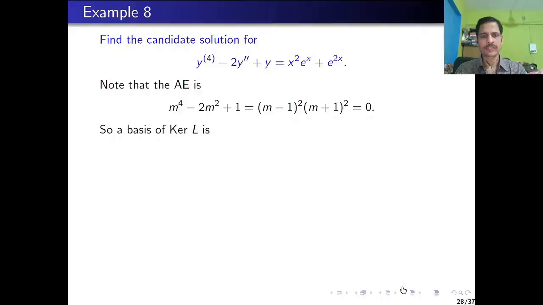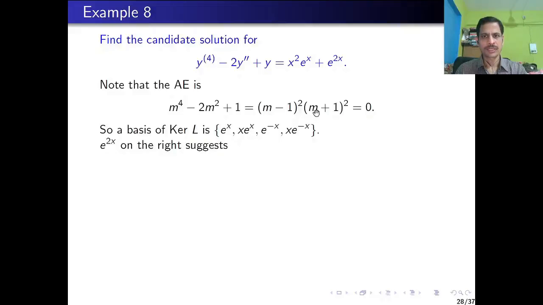From this, the basis of the kernel L is e raised to x, x e raised to x, e raised to minus x, and x e raised to minus x, because both 1 and minus 1 occur as a root of the auxiliary equation with multiplicity 2. Therefore, we have multiplied by x e raised to x also and e raised to minus x also.